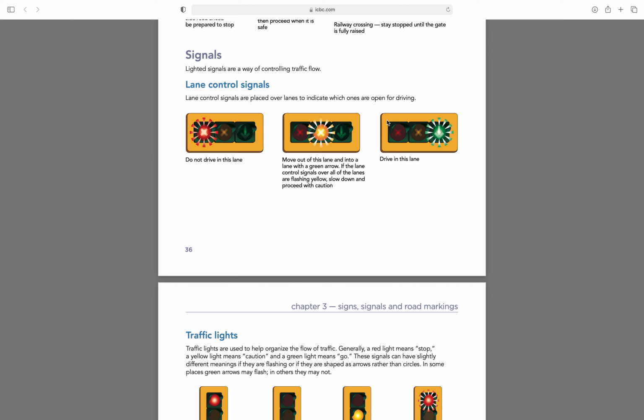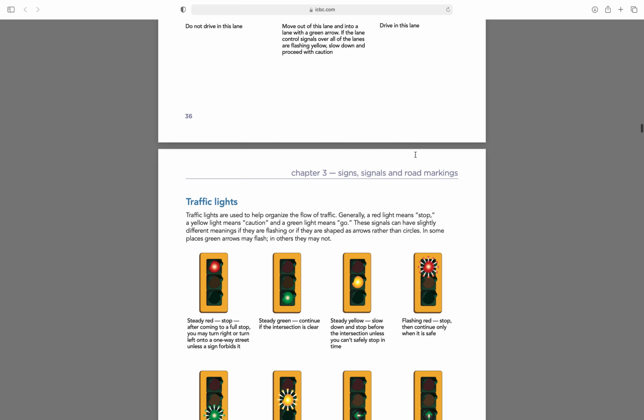So here are some lane control signals. They do have these on Highway 99. I haven't really seen them much elsewhere. But it just tells you to stop, don't drive in this lane, or if it's flashing orange or yellow, it means that they're going to change the lane, and as a driver you don't know which way it's going to change, so it's best to move out of that lane entirely. And with the green light, of course, you're free to drive in that lane as much as you'd like.